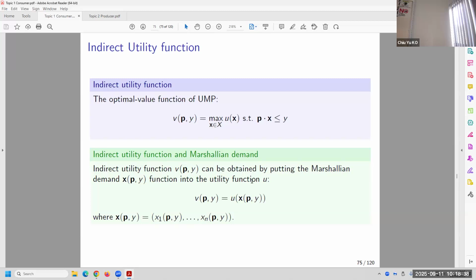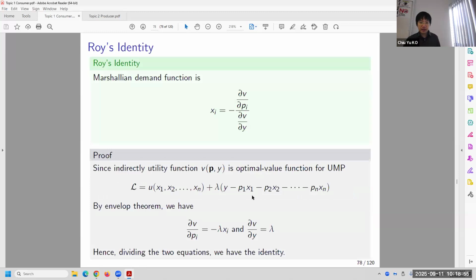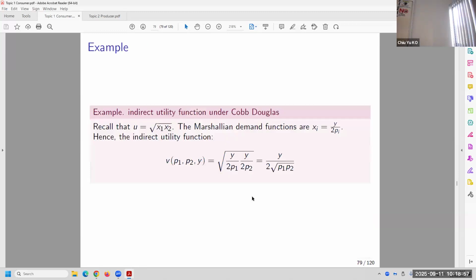Here, this function simply comes from putting your Marshallian demand function into the utility, and you get this function. Let me give an example first. I have a utility function, Cobb-Douglas style. I solve it in the example that I didn't go through, but you just put this result back into utility. This is the indirect utility function.